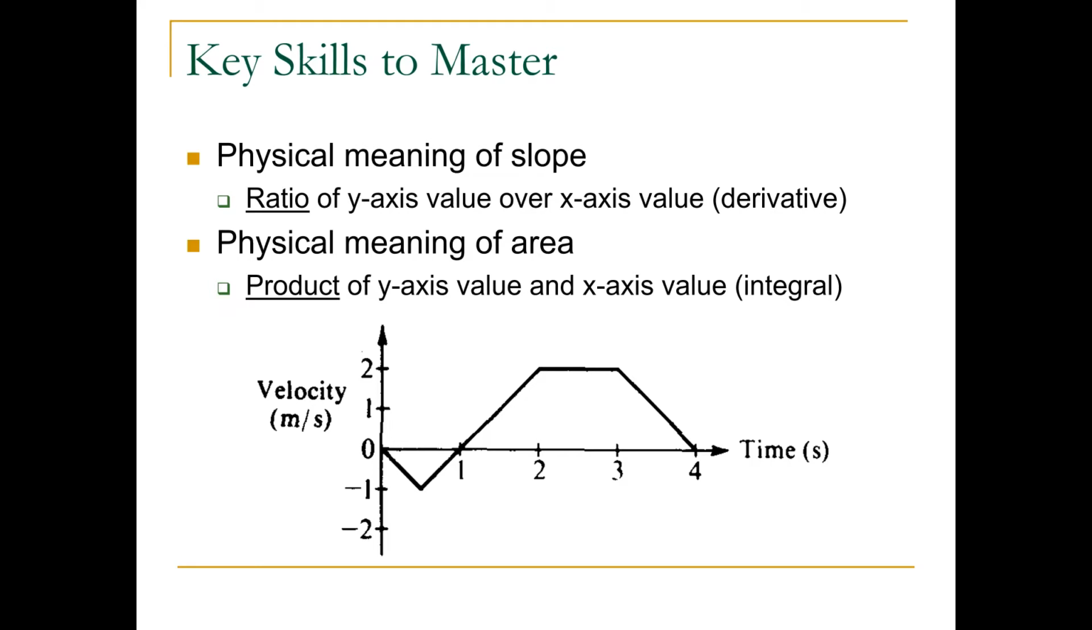We'll also look at the area. And the area is the area between the graph itself and the x-axis. So for example, on this graph, we have an upside down triangle, and then we have a trapezoid. So that area also has a physical meaning. When we're finding the area, we're finding essentially the product of the y-axis and the x-axis. And again, in calculus, this would be the integral.